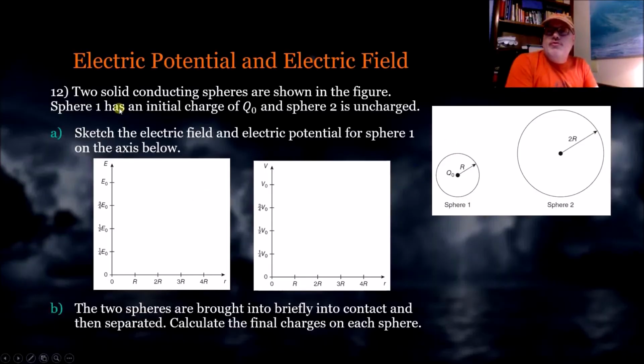Question 12, we have two solid conducting spheres as shown in this figure. Sphere 1 initially has a charge of Q naught. Sphere 2 is uncharged. Sketch the electric field and electric potential for sphere 1, the charged one, on the axis below. So here's electric field and here's electric potential. Part B, the two spheres are brought briefly into contact and then separated. Calculate the final charges on each sphere. All right, work this one out, and then we'll work it out together.